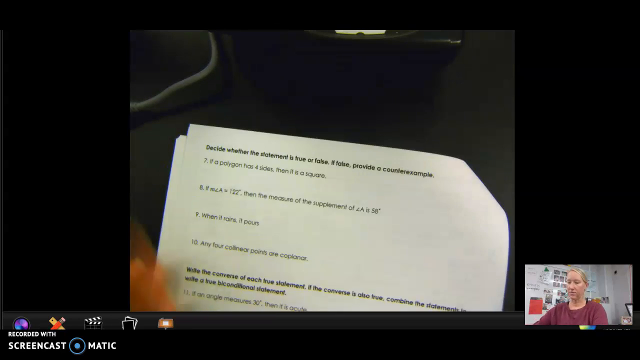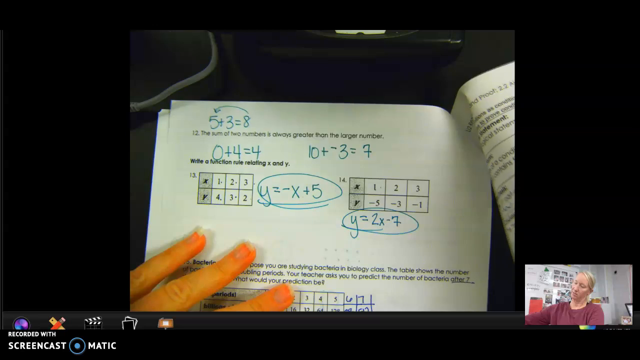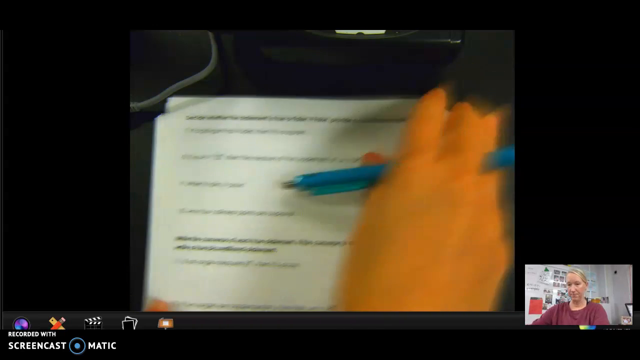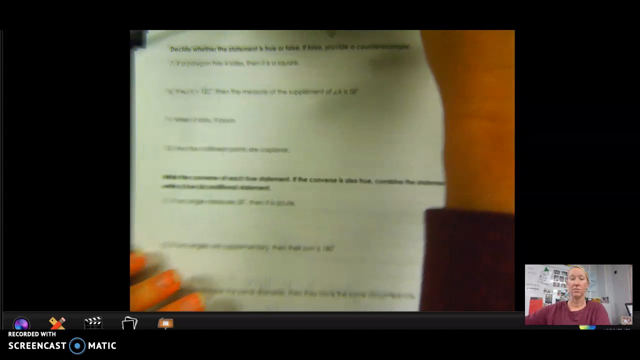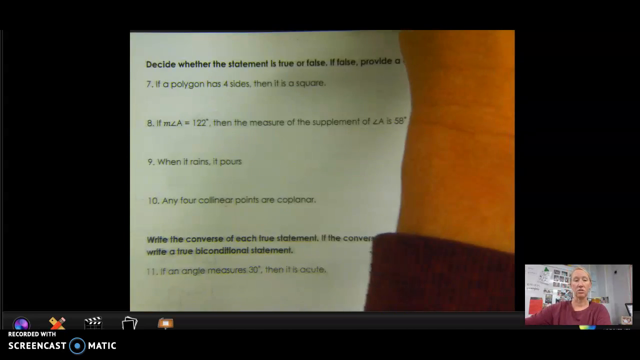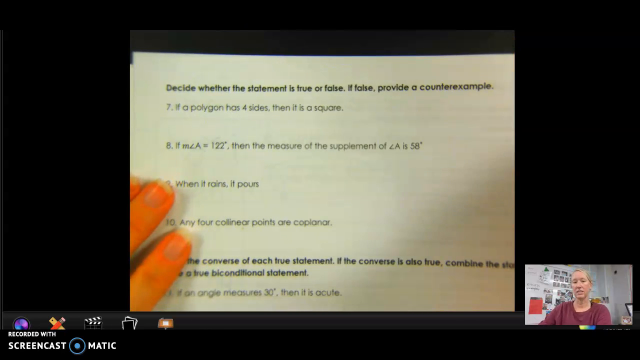Determine whether the statement is true or false. If it is false, provide a counterexample. All right, so we talked about counterexamples in 2.1. A counterexample proves something is false by giving an example of when it's not true. So if a polygon has 4 sides, then it is a square.